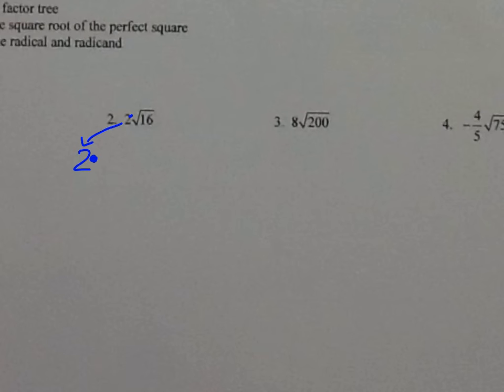Now notice, hopefully you notice, square root of 16. That's actually a perfect square. So that actually just becomes 4. So my answer to this here is 2 times 4, which is 8. Okay, notice I don't have a radical in my answer because 16 is a perfect square. So when I take the square root of 16, 4, I lose my radical.